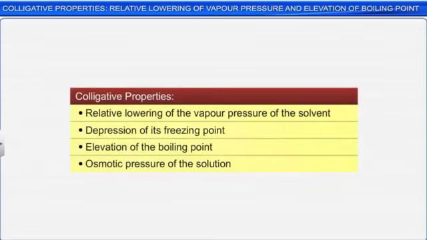Solutions containing non-volatile solutes exhibit the following colligative properties. Relative lowering of the vapor pressure of the solvent, depression of its freezing point, elevation of the boiling point, osmotic pressure of the solution. These properties provide methods for the determination of molecular masses of the dissolved solutes. Let us first discuss the relative lowering of the vapor pressure of the solvent.